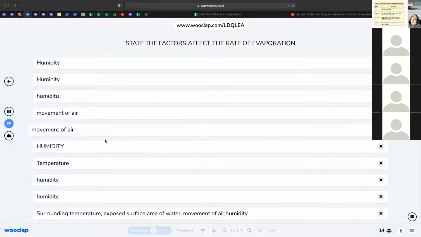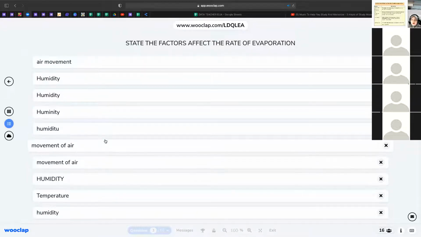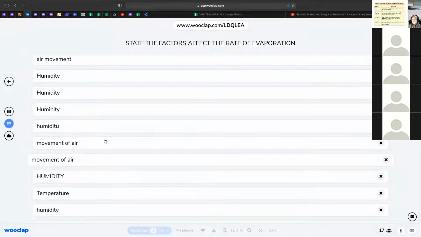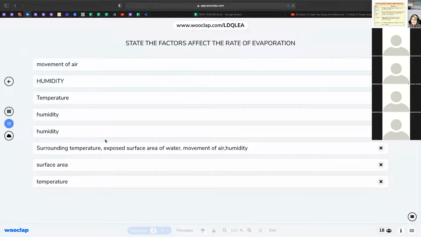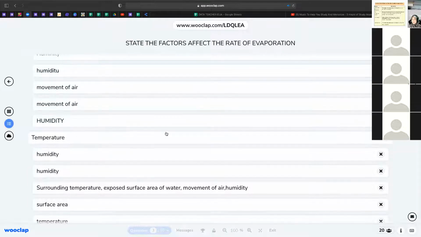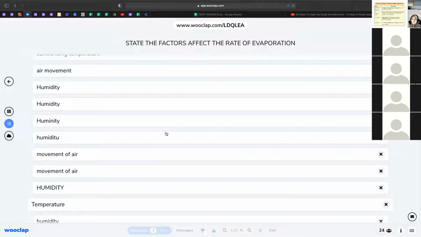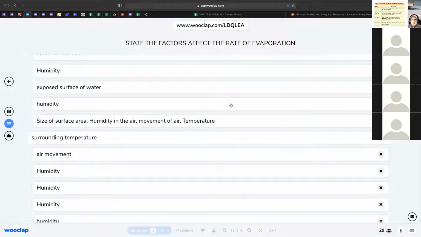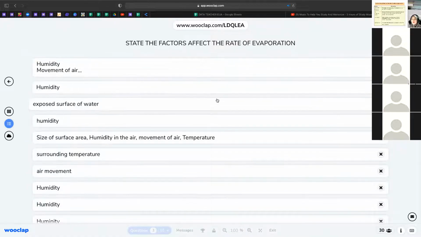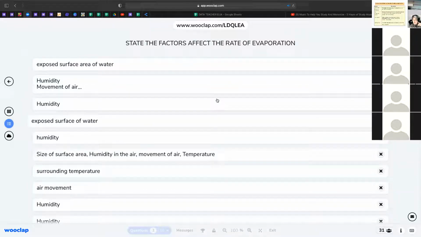You can give one, or if you know all, you can give all. Movement of air, yes, very good. Surrounding area, surface area, yes. Those are the factors that affect the rate of evaporation. Thank you very much for your response. I'm waiting for all of you to respond. It's not fair if I don't wait for you. Everyone has to try and give your own idea.